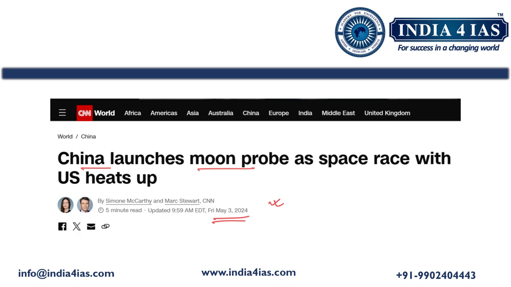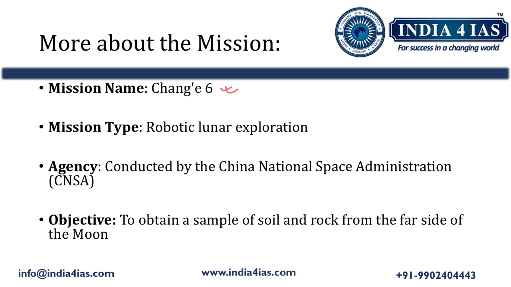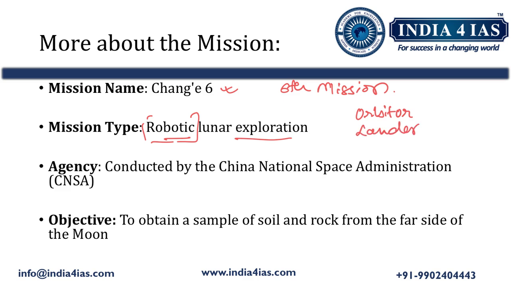So we will discuss in detail the Chang'e 6 mission, its objectives, its modules, and the phases of the Chinese lunar exploration mission. The name of the mission is Chang'e 6. This is the sixth mission in the Chinese lunar exploration program. The mission type is robotic lunar exploration. There are various kinds of missions like orbiter, lander and rover missions. Likewise, this mission is a robotic lunar exploration mission.